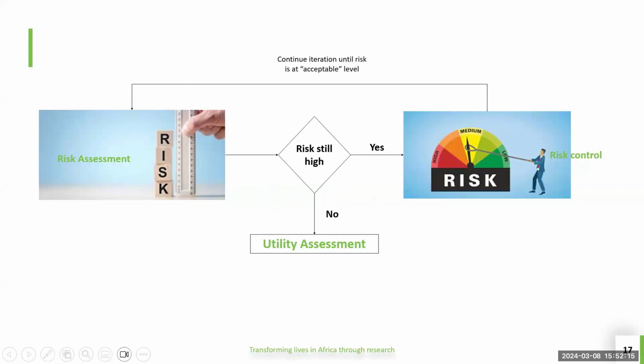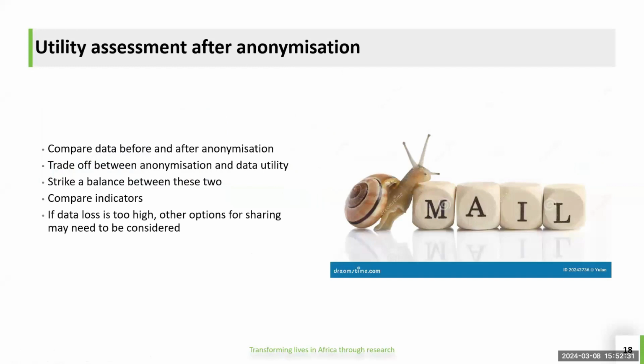You might be working with a couple of your indirect identifiers. So continue this until risk is at an acceptable level. I put acceptable in quotes because it means different things in different contexts. So that's the cycle there. And then you assess utility at the end of the day.